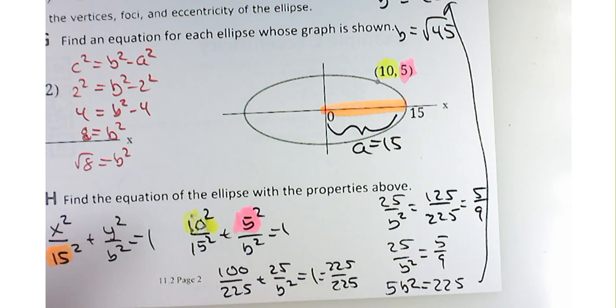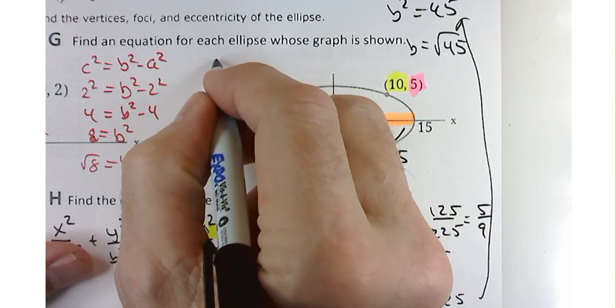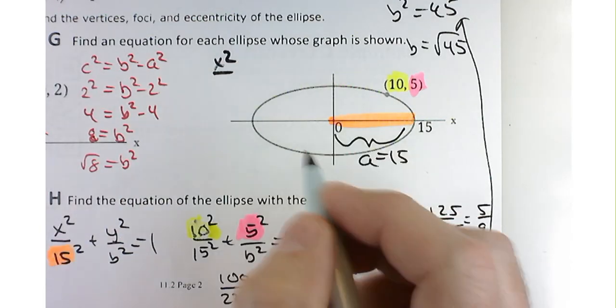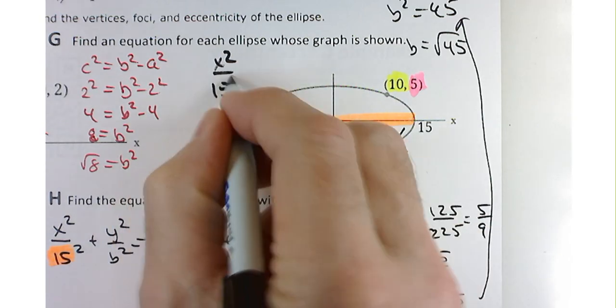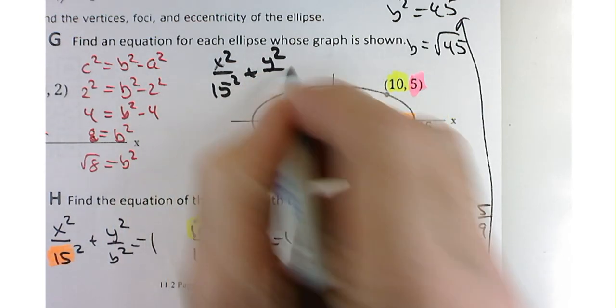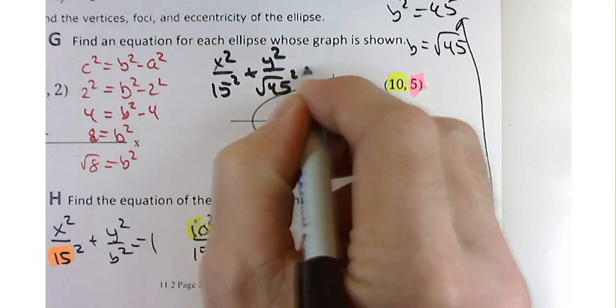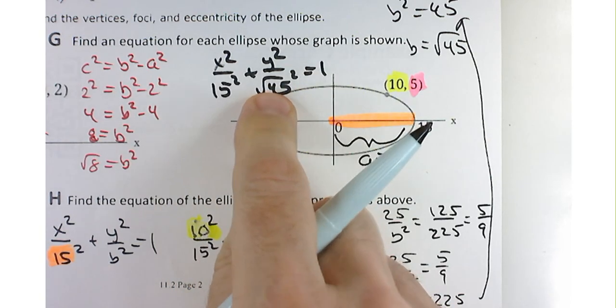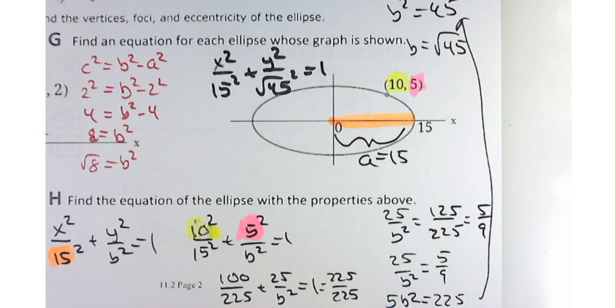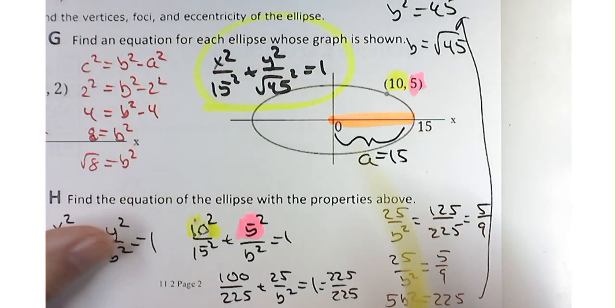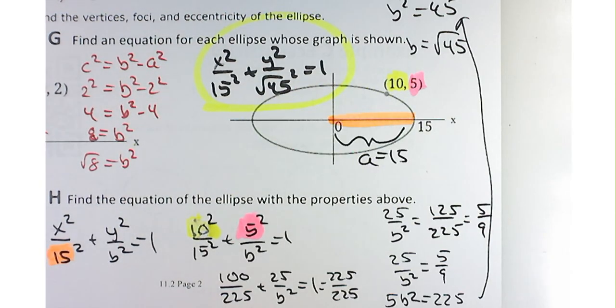Overall, your answer should be x squared over 15 squared plus y squared over the square root of 45 squared equals 1. And again, if you want to just write y squared over 45 and not write the square root squared, that's fine too. But there is your final answer. Sweet.